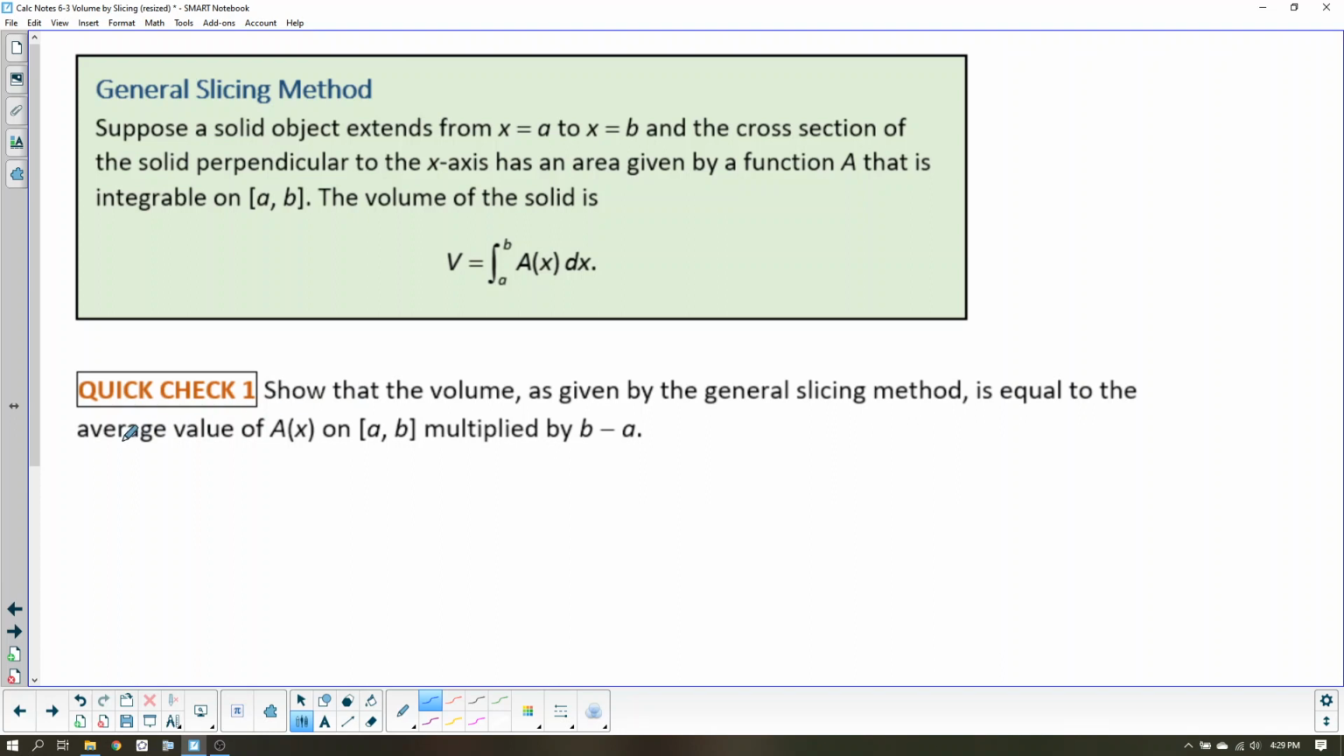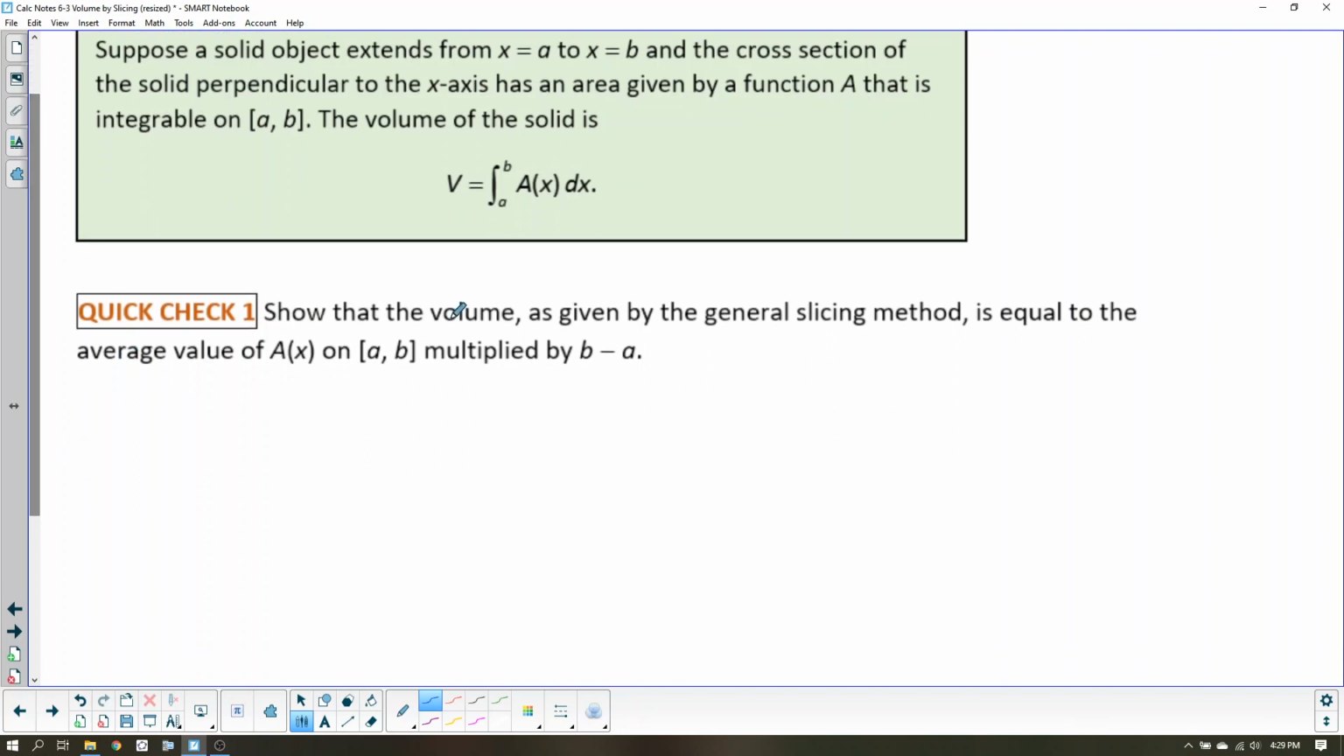All right, let's take a look at the quick check that we have here. So this says, show that the formula given above for the general slicing method is equal to the average value of the cross-sectional area multiplied by b minus a. Okay, so what are they talking about here?